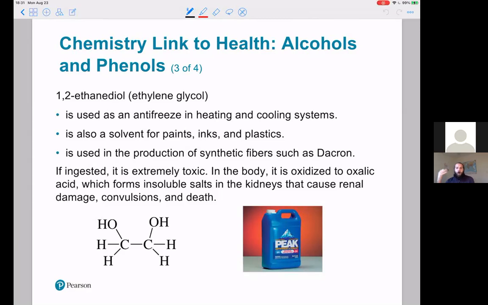We'll see that all of these toxicities of alcohols correspond to the fact that your body gets rid of them by oxidizing them, and that can produce some pretty nasty things. Again, we'll talk about what oxidation is when we get to reactions.